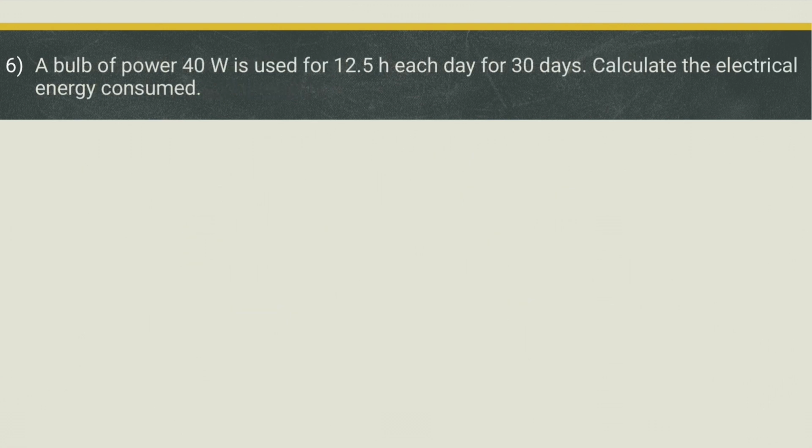Sixth, a bulb of power 40 watt is used for 12.5 hours each day for 30 days. Calculate the electrical energy consumed. Electrical energy E is equal to power into time. Power is 40 watt into time is 12.5 hours a day. But the bulb is operated for 30 days, so we must multiply with 30 as well.